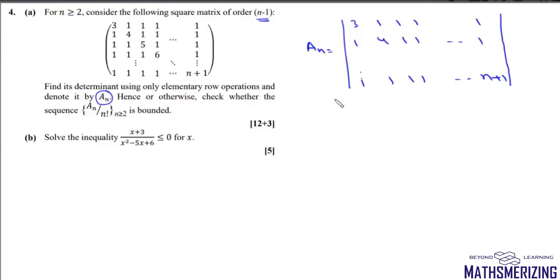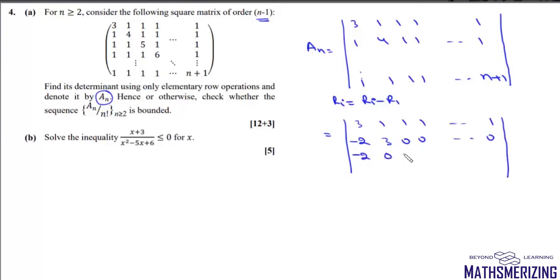Now what we'll do is we'll write any row as that row minus r1. So we'll do it for every row. Then we can write this determinant as 3 1 1 1 1. Now here it will be minus 2 3 0 0. Here it will be minus 2 0 4 0 and then finally it will be minus 2 0 0 0 and this one will be simply n.